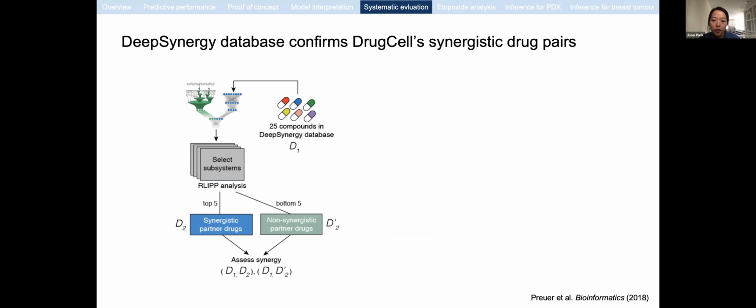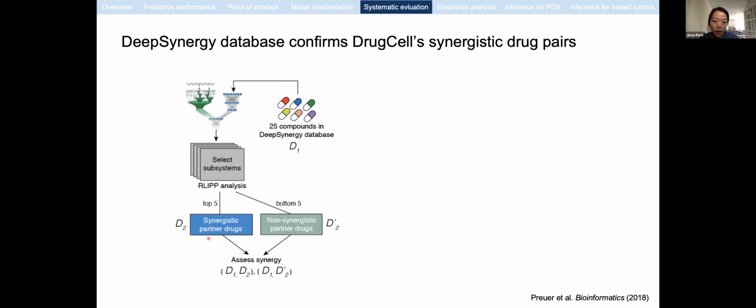To systematically validate DrugCell's findings about the synergistic targets made using the OLIP score, we did the following analysis using a public database called DeepSynergy, which collects synergy scores of drug combinations between 32 drugs. For 25 primary drugs, both existing in DeepSynergy and our training data, we ran the OLIP score analysis.